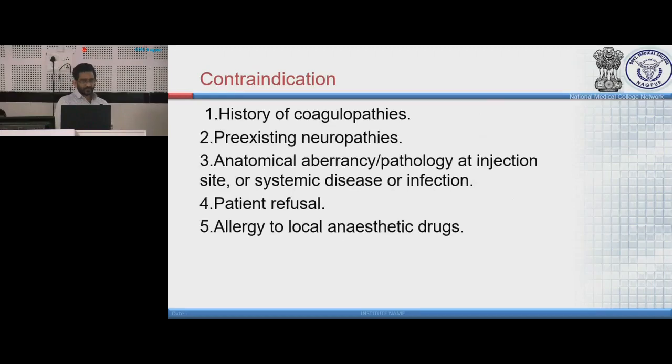Contraindications. History of coagulopathies, that is a relative contraindication. Pre-existing neuropathies, anatomical aberrancy or pathology at the injection site, infection at the injection site, patient refusal are relative contraindications. Allergy to local anesthetic drugs is an absolute contraindication.